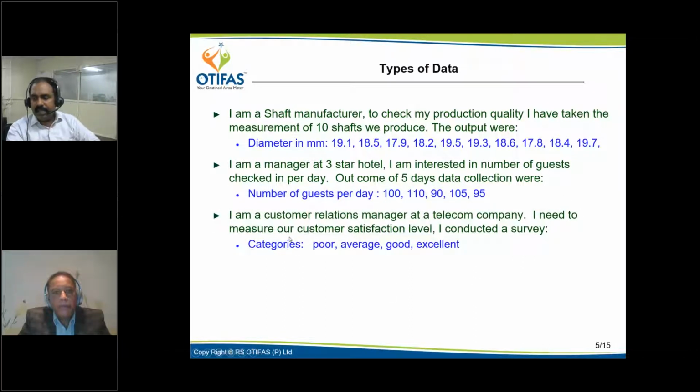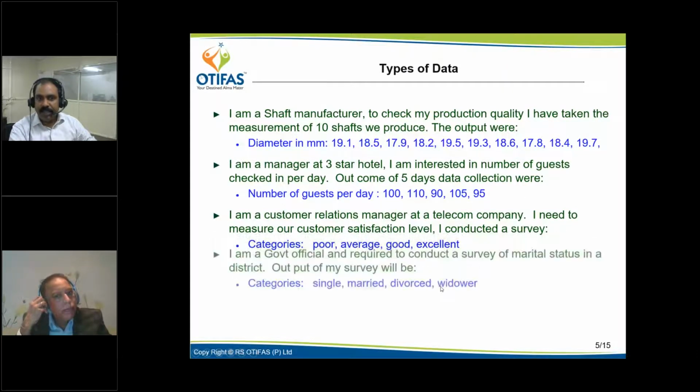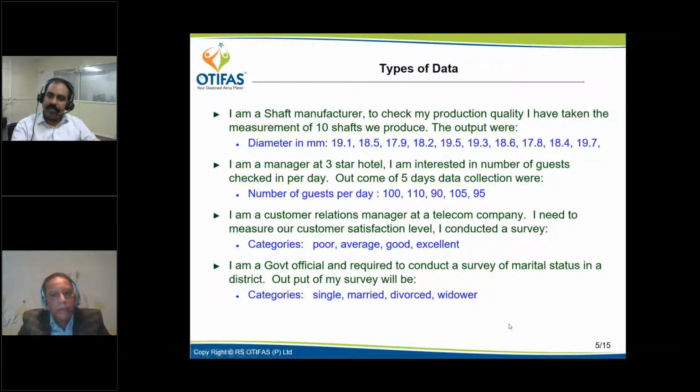Now let us consider another example. I am doing a customer satisfaction survey. What could be the output of that? It can be poor, average, good, excellent. And then there is another survey, where every 10 years we have the census data.